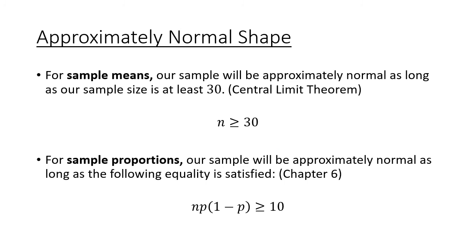Now, for the approximately normal shape. Now, we talked about that first one. For sample means, our sample is going to be approximately normal as long as our sample size is at least 30 by the central limit theorem. And for the sample proportions, well, we actually talked about this already back in chapter 6.